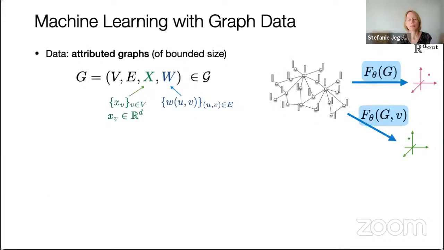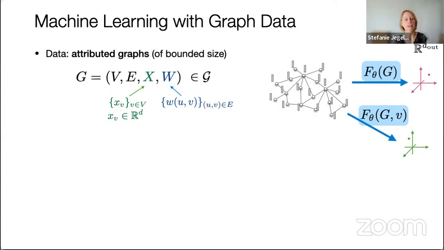So let's make this a little bit more formal. Our input here consists of an attributed graph, a finite bounded graph, where each node comes with a vector of node attributes, and maybe we have some vector-valued edge weights too. And what we are looking for is a function from this graph that embeds or represents this graph in a vector space, typically some R^d, or a function on each node. So this output could be the label, or it could be some embedding or representation of that graph for some downstream application.